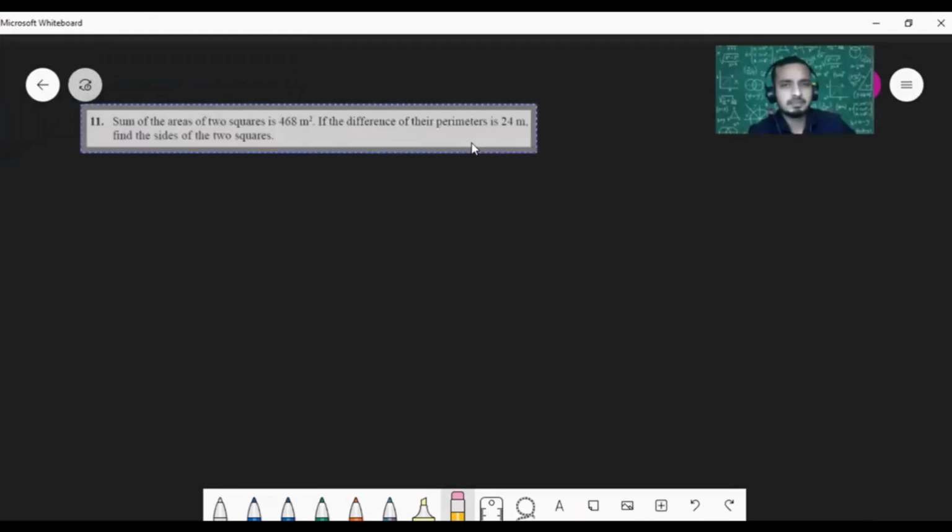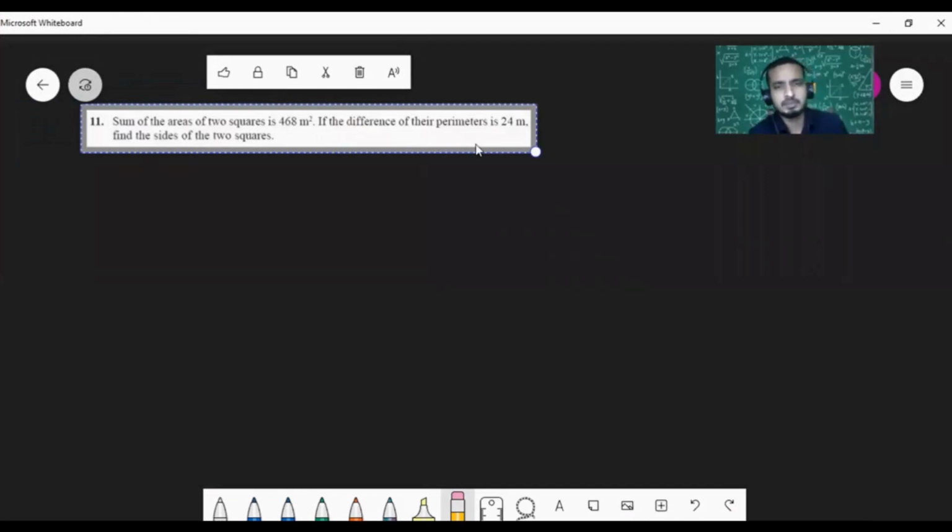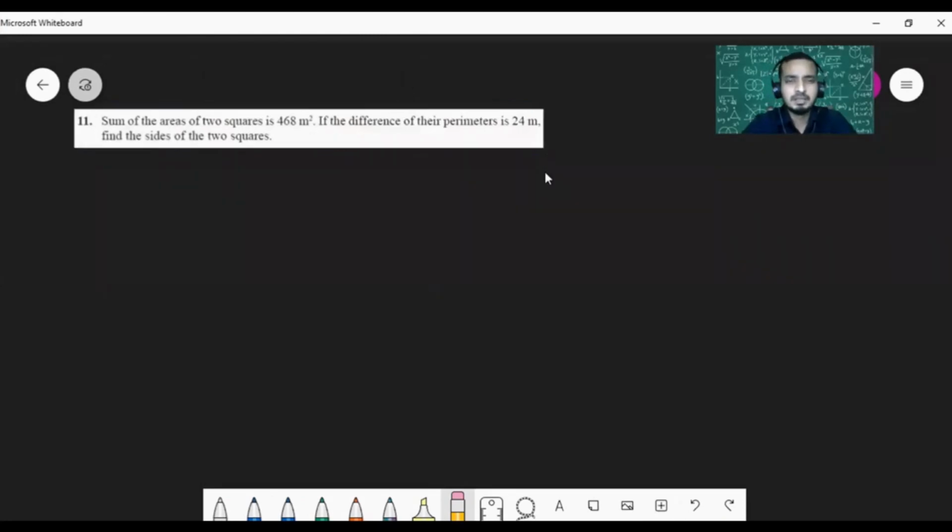Okay, this is the question. The sum of the areas of two squares is 468 meter square. If the difference of their perimeters is 24 meter, find the sides of the two squares. So how can we do this? You can start with the two variables, then simplify to one variable by the substitution method.